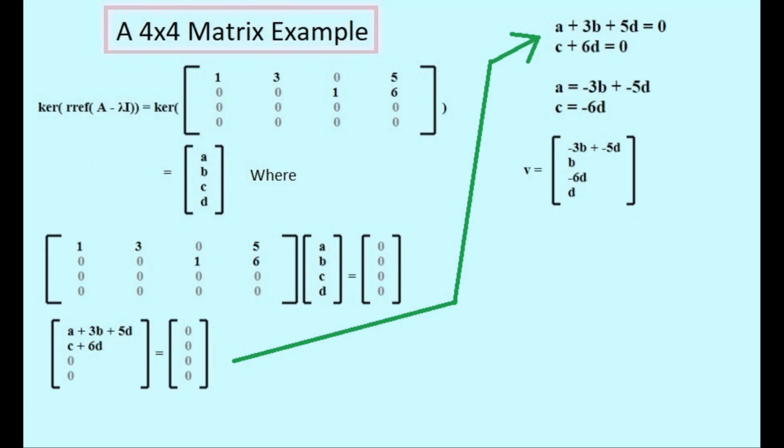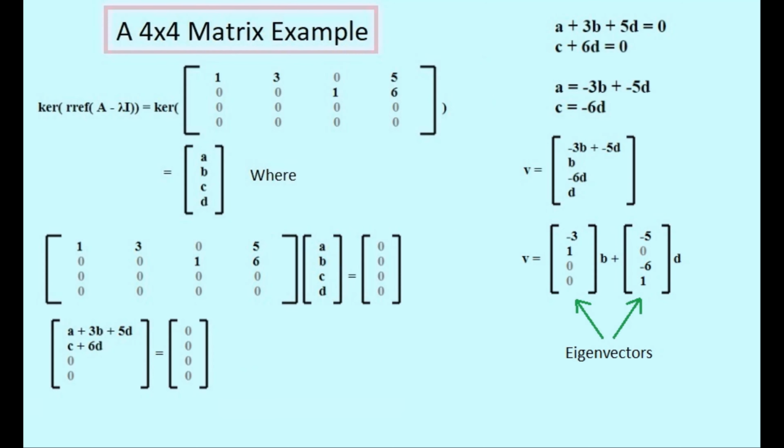Substituting these values back into the vector gives us this vector, which is already a solution to the kernel. The variables b and d may be factored outside these two vectors like this. And so these are the eigenvectors that we're looking for.